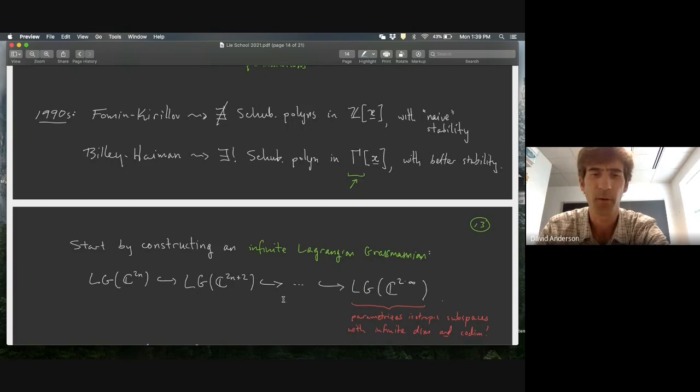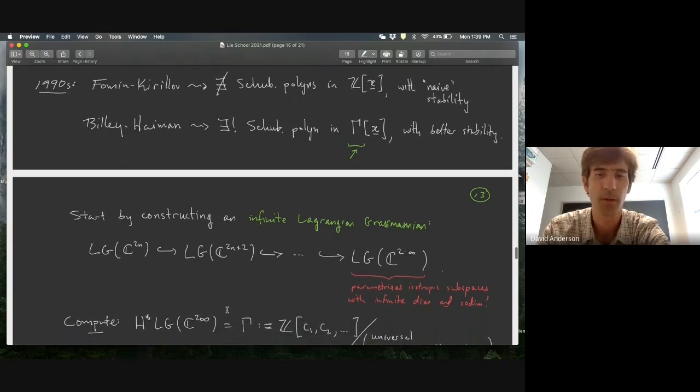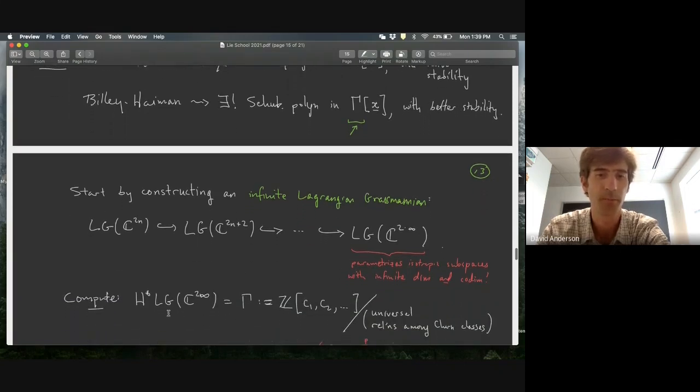One thing to think about though here is a Lagrangian subspace here is going to be n-dimensional. Here it's going to be n plus 1 dimensional. And eventually your union of all of them is going to be infinite dimensional subspaces of some infinite dimensional symplectic space. So it's a little bit complicated to think about in terms of algebraic geometry. Everything is very infinite dimensional here. But nonetheless, you can compute its cohomology ring. And its cohomology ring is this thing that I'm calling gamma.